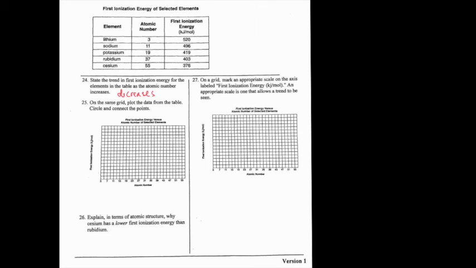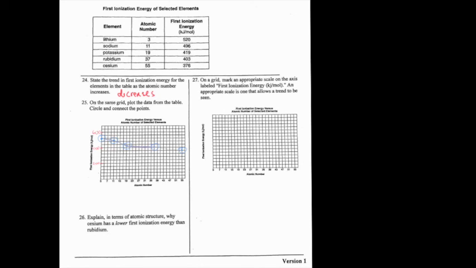Okay, 24, state the trend in our first ionization energy for the elements in the table as the atomic number increases. So if you check the table, it just decreases. 25, you take those points, plot them as such. So I plot them when you just start from 0 from the bottom. That's what it looks like.